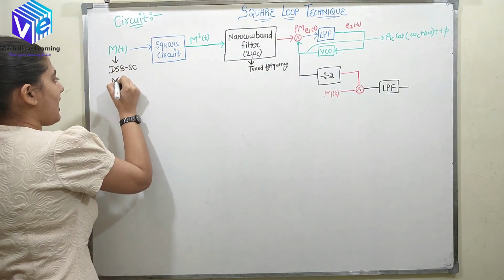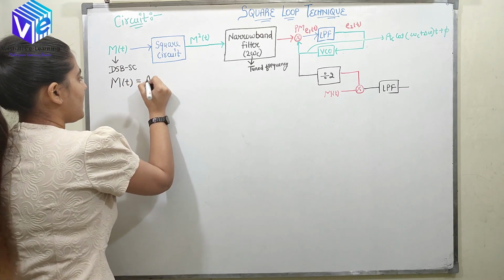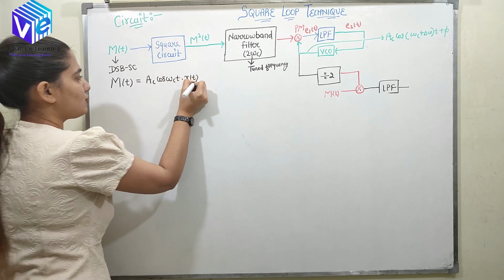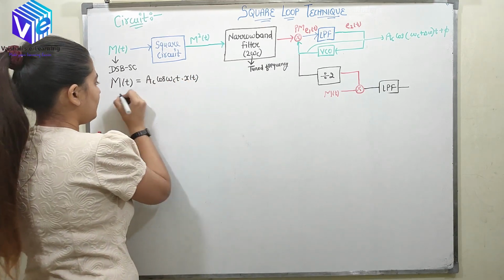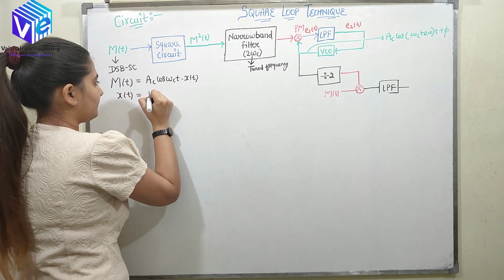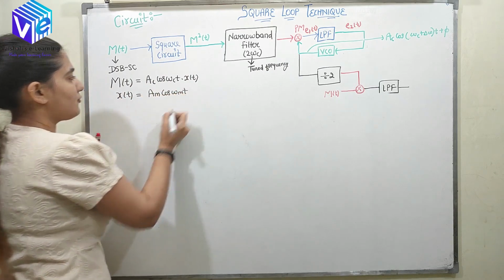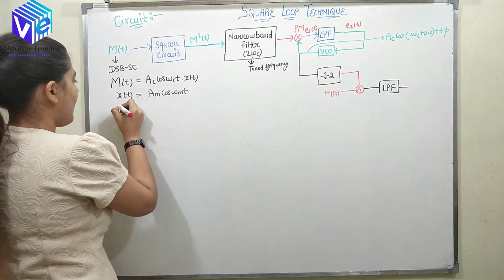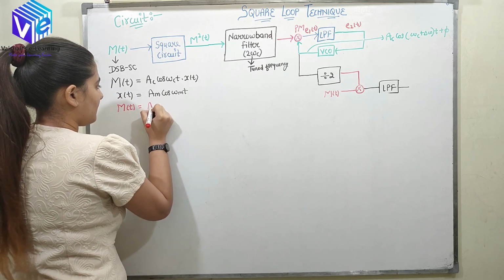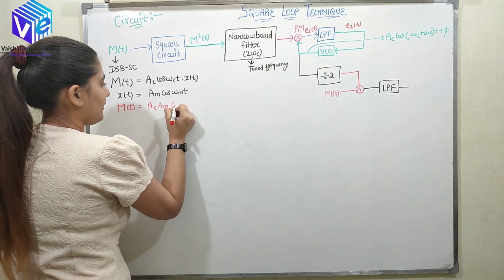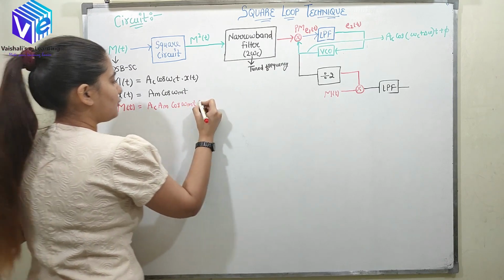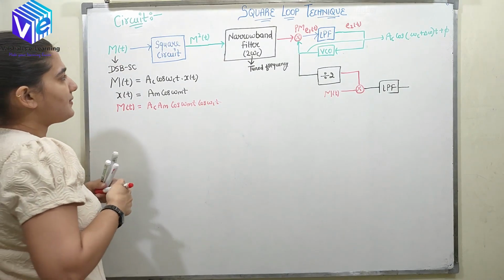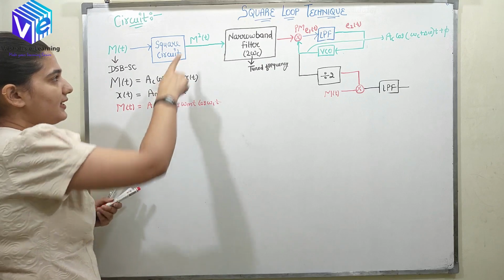Let m(t) be equal to A_C cos(omega C t) into x(t). This was my m(t). If I take x(t) to be A_M cos(omega M t), so I am taking single tone modulation, then m(t) is A_C A_M cos(omega M t) into cos(omega C t). This m(t) is fed to this square circuit and I get m squared t.